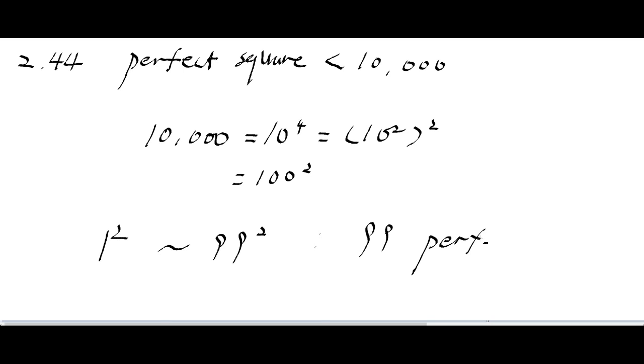99 perfect squares. So simple, you can understand that 10,000 is just 100 squared. But sometimes you can use this idea: 10,000 is 10 to the 4th, which means 10 squared, squared, which means 100 squared. For a bigger number, you can use this idea.